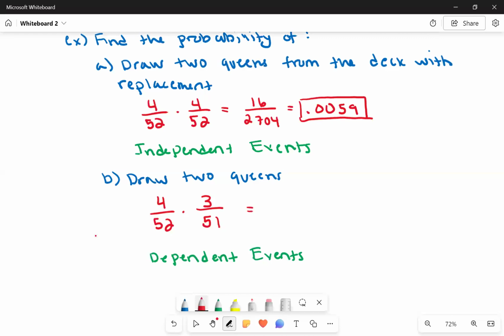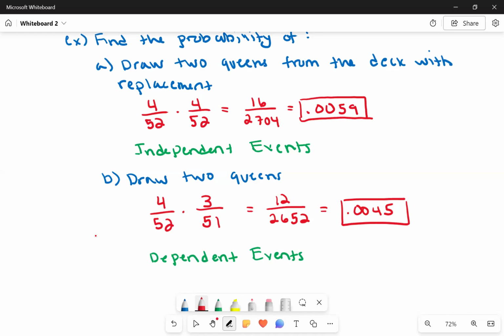Okay, so here, let me get my calculator and calculate this. So this time I get 12 over 2,652, which I'm just, like I said, going to go ahead and divide into a decimal. And this time I get 0.0045. So the probability went down. By the way, both of these events have a less than 1% chance of happening. The chance that you grab a queen out of the deck and then grab another queen is actually very low. But now it's even lower when we don't replace the first card. So that is an example of a dependent event.